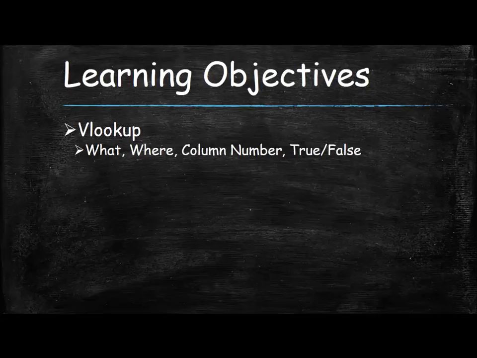Later on in future chapters we're going to really dig deep into the VLOOKUP and we'll learn all the really good stuff of it. But for this chapter all we're going to learn is how to look something up, and we're going to use it in a false setting where we're always looking for an exact match.